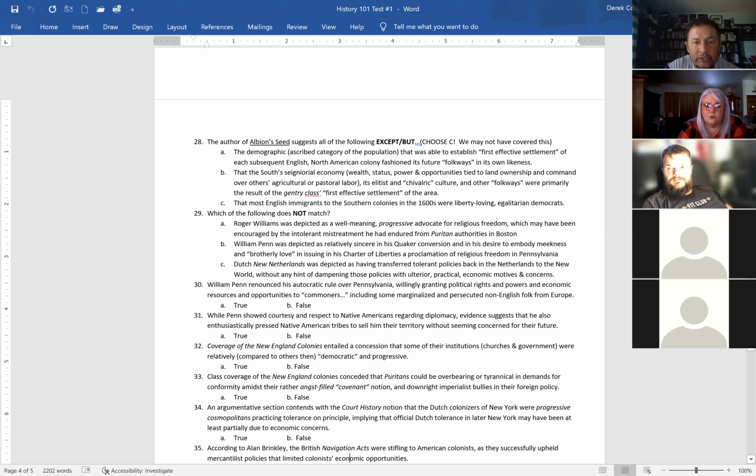C, Dutch New Netherlands was depicted as having transferred tolerant policies from back in the Netherlands to the New World. No, remember, I was tougher on the Dutch. And I made the argument that the Dutch merely tolerated certain demographics because of economics, right? Because they were contributing to the Dutch West India Company's profits. So hence, they were just as guilty of having intolerant sentiment towards certain groups. We have it in quotes. The Quakers, they wrote ill of them. They especially wrote ill of the Jewish community in New York City and New Amsterdam.